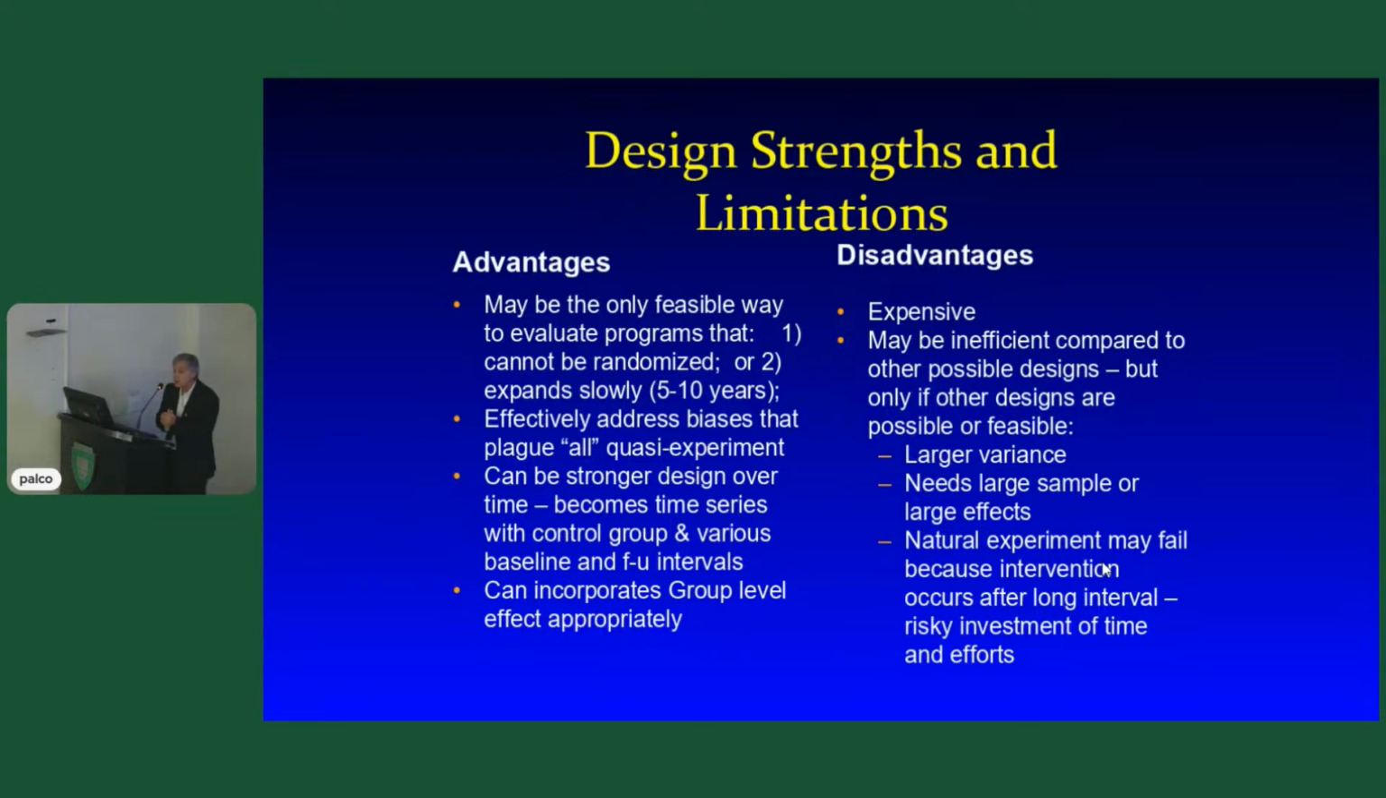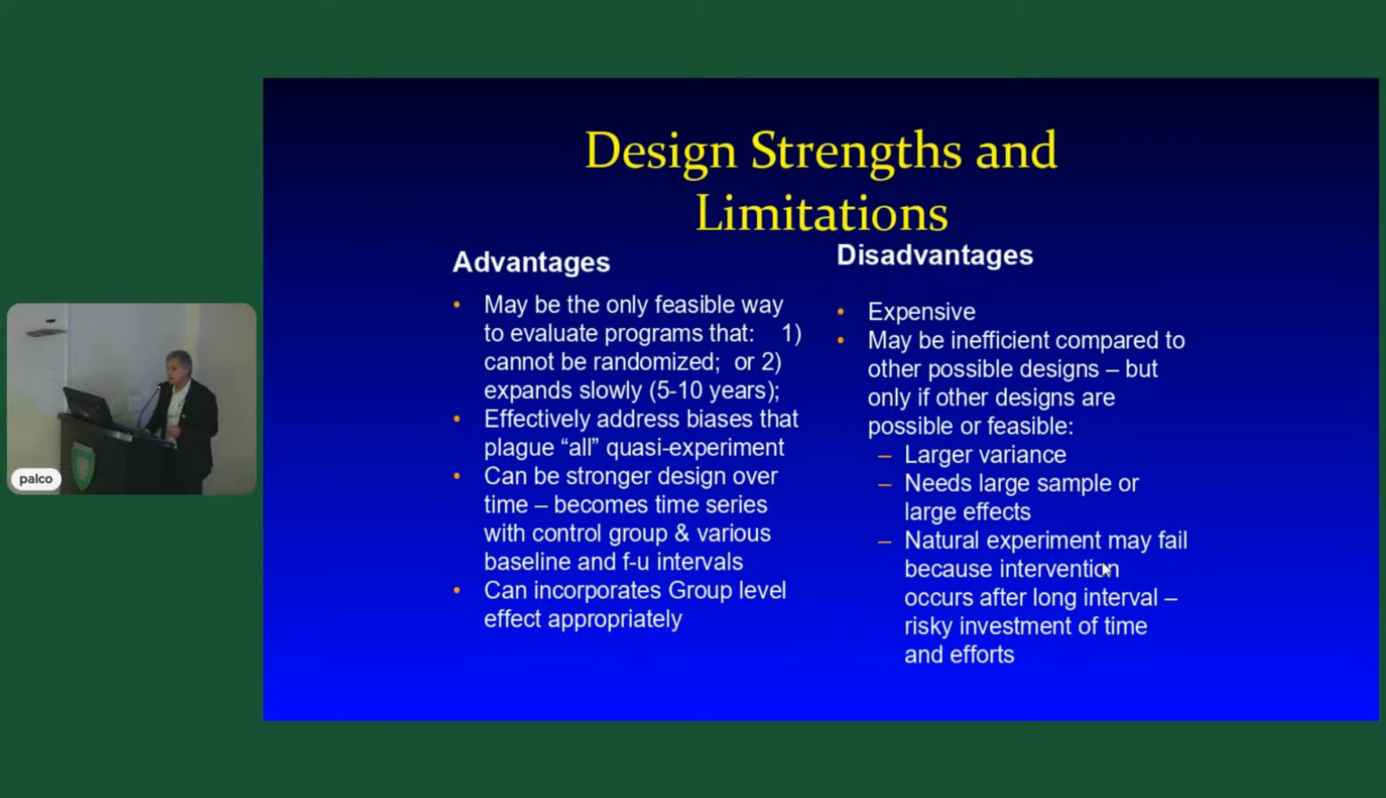Can be a stronger design over time, becomes time series with control group, varies baseline and follow-up. I could have turned that into a kind of time series, with a different way of collecting the data, every 6 months or so, maybe 6 or 12 data points. That's a lot of work, but the sample would need to be smaller. I could, with the money I had, maybe do something like that. Can incorporate group level effect appropriately. I think we can, because it shows that cities in the same group, group 5, is the one where most municipalities are, at level 5 of intervention.